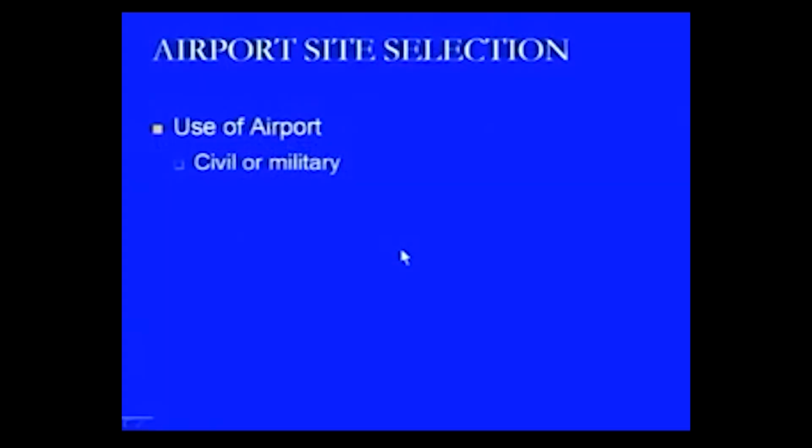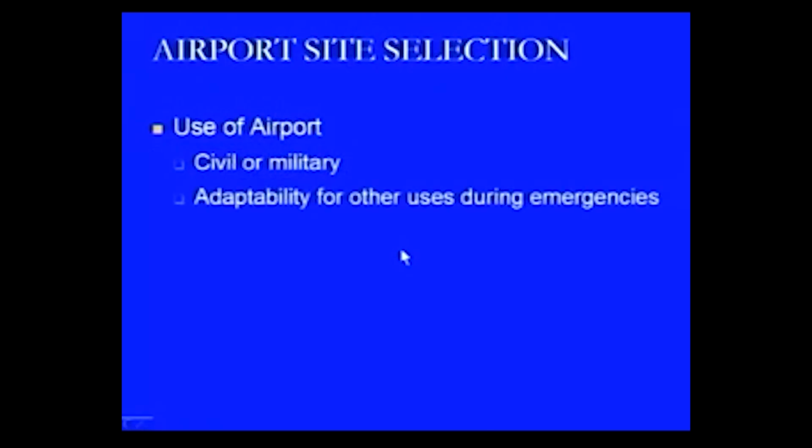The other factor is the use of the airport. What type of use we are going to have, whether it is a civil airport or a military airport, or whether it is adaptable for use during emergencies, if at all that is to be done, that is, vice versa, civil for military or military airport for civil uses.